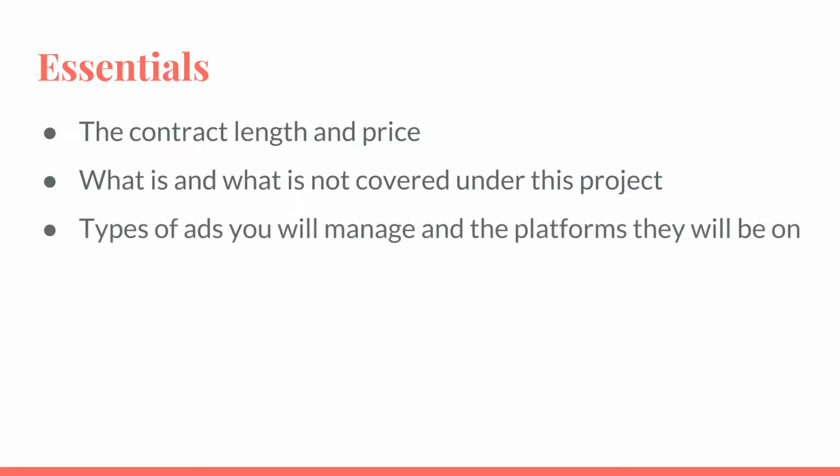Next, the contract needs to include the type of ads you're going to be managing for them and the platforms that they will be on. If you're not going to be retargeting ads, make sure that the contract says that you are not going to be doing that and you're only going to be doing one type of ad. If you're going to be doing multiple types of ads, make sure that you include that in the contract. The contract is also going to include anything extra that you might be doing for that client. Like I said, email optimizations, landing page optimizations, make sure you include that in the contract so that the client knows exactly what to expect.